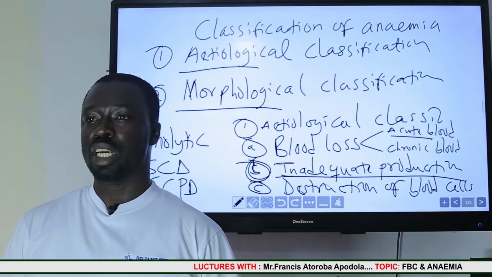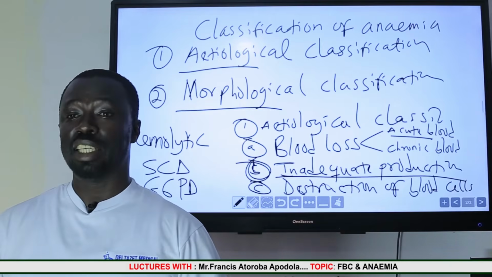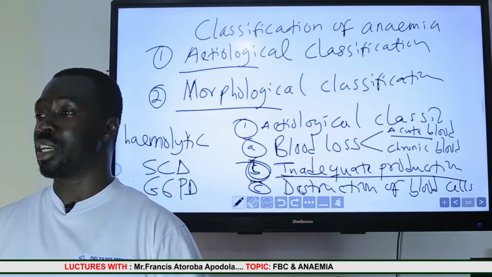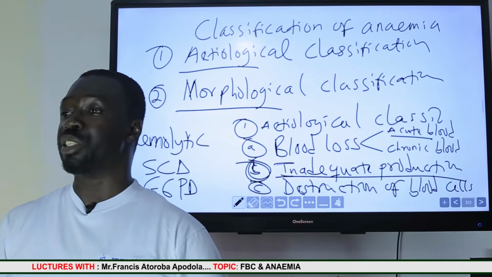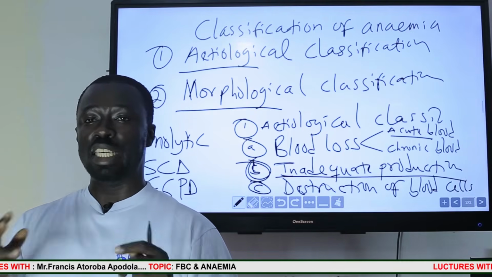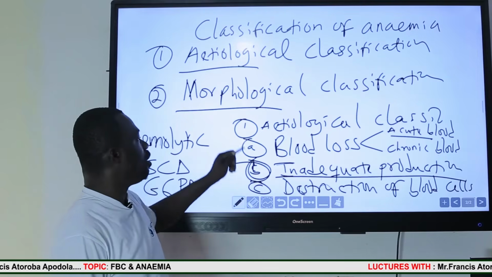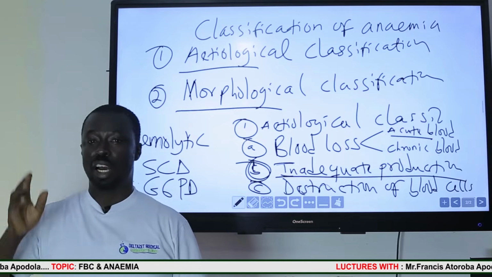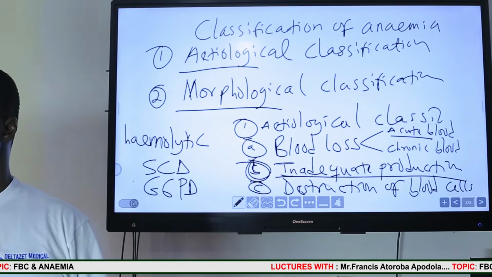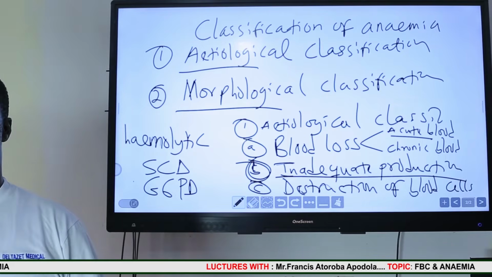So once you are G6PD deficient, you are deficient of the G6PD enzyme, and you take in a drug that we call an oxidant drug, then your red blood cells begin to break down. And once the red blood cells are being broken down, that is what is hemolytic anemia. So hemolytic anemia, or the destruction of the blood cells, is one of the causes of anemia. So G6PD is the commonest. Sickle cell, malaria, all these ones are common causes of this.